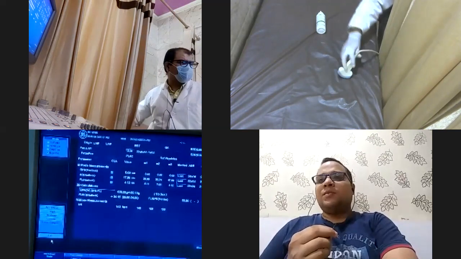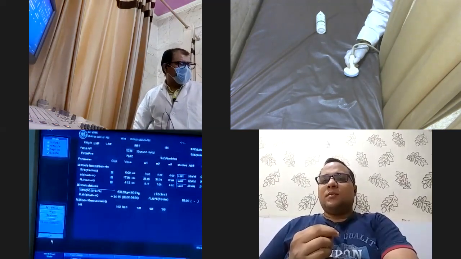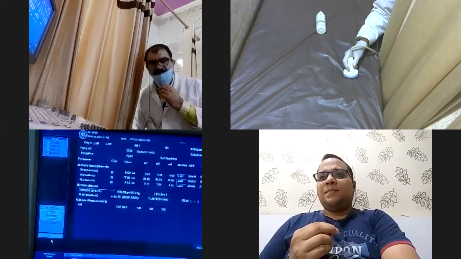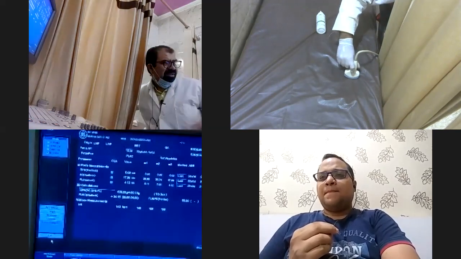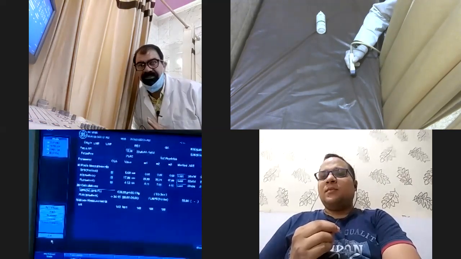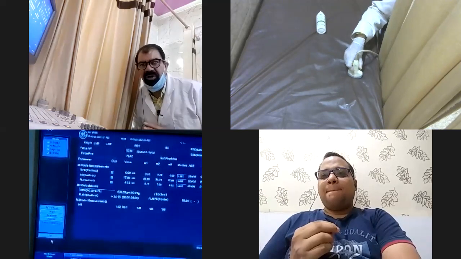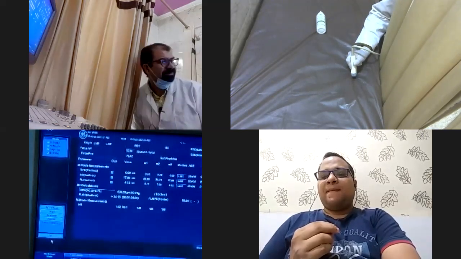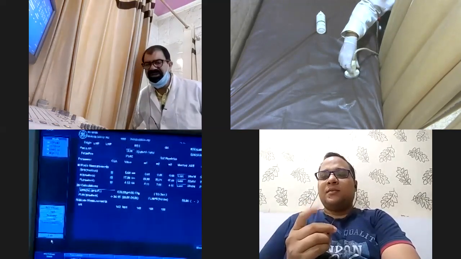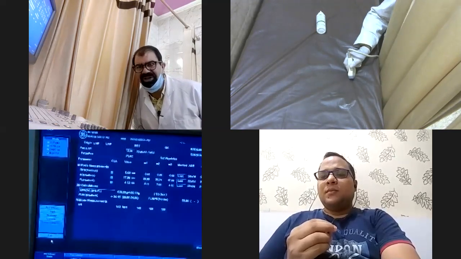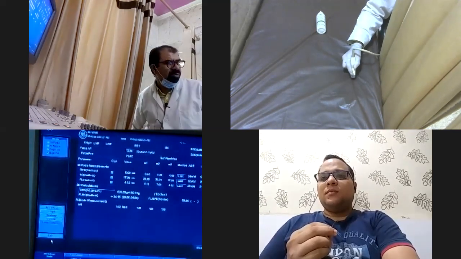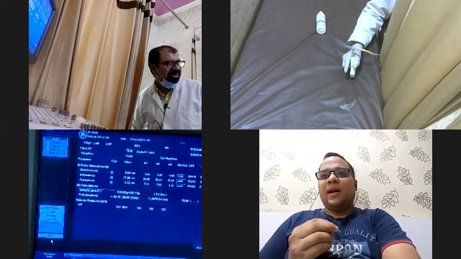Now, point number two, I have to rotate the probe to take the longitudinal section. I am rotating the probe like this. Is it clockwise or anti-clockwise? It is clockwise. The marker should be facing towards the patient's head. So I have to take the clockwise rotation like this. Then this probe marker will go towards the patient's head. Very good.